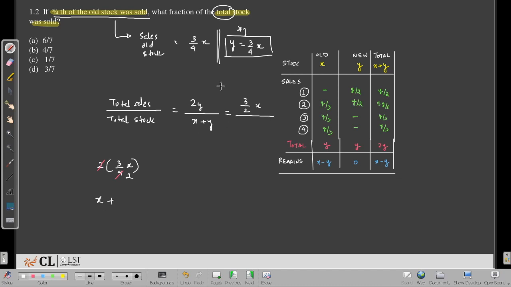What is x plus y? X plus 3/4 of x. This will become 7 by 4 of x, and here we can cancel out this x. We can cancel the 2 in the numerator with the denominator, and the 2 goes on top. That eventually becomes 6 divided by 7, and that will be the answer to this question, answer choice A, which is 6 divided by 7. And we'll keep this information, y equal to 3/4 of x, for any subsequent question if we have to use it.